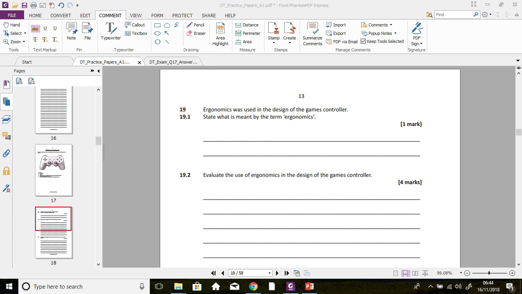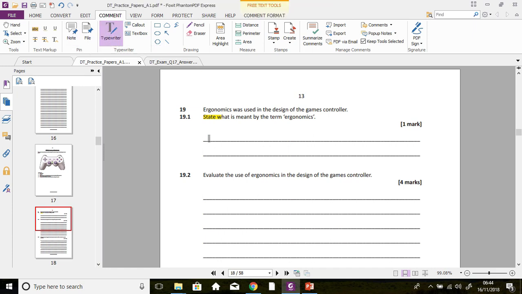Ergonomics was used in the design of the game's controller. So straight away, the examiner says, state what is meant by the term ergonomics. So it says state. So in other words, you have to give a definition of what ergonomics is. Okay, so it's very simple.